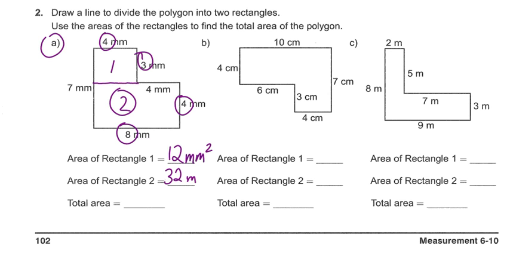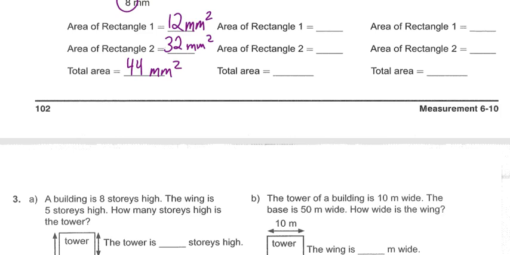Again, knowing your times tables, very important basic math skill to know. Now that I know the area of 1 and the area of 2, I simply add them together. 12 plus 32 happens to be 44, and again, keep your units, millimeters squared. Okay, go ahead and try B and C, and let's move on.